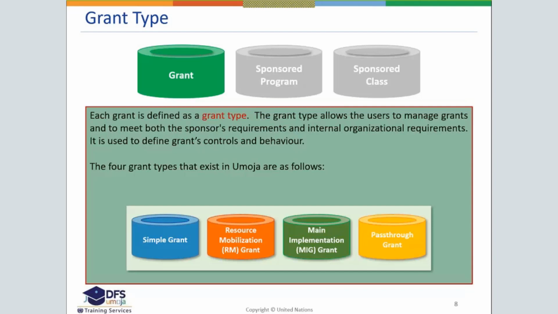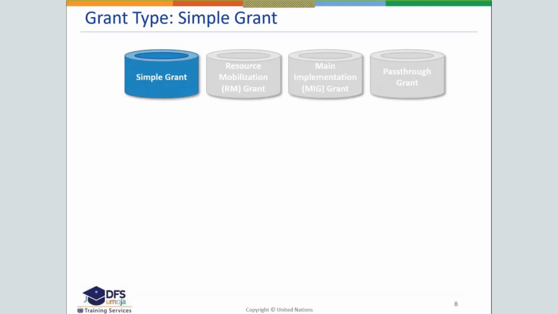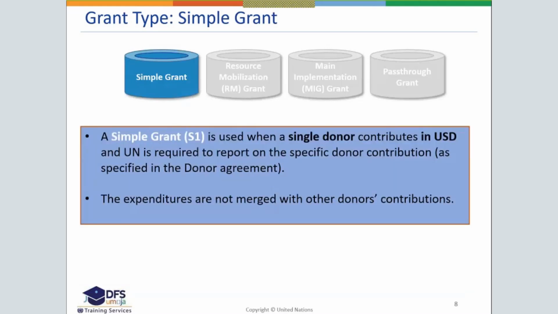Let's go to see what a simple grant is. A simple grant is used when we have a single donor and its contribution is done in US dollars. And moreover, this donor requires a report on its specific contribution. In this case, the expenditures are not merged with other donors' contributions.